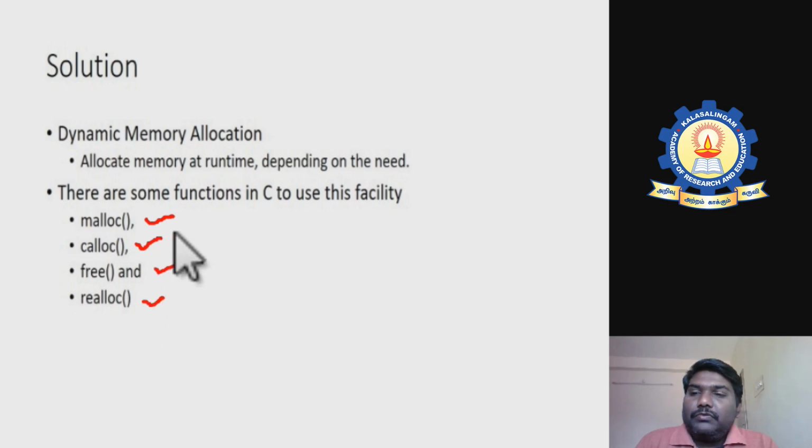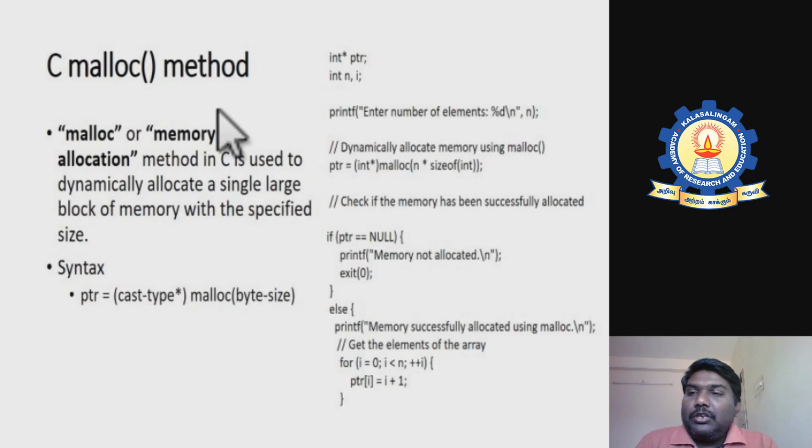We are going to see these functions with respect to C. First is the malloc function. Malloc means memory allocation. It will allocate a single large block of memory in the RAM. The syntax is, and this will return a pointer: the pointer is equal to (type) malloc, the number of bytes. This is how you have to use it.